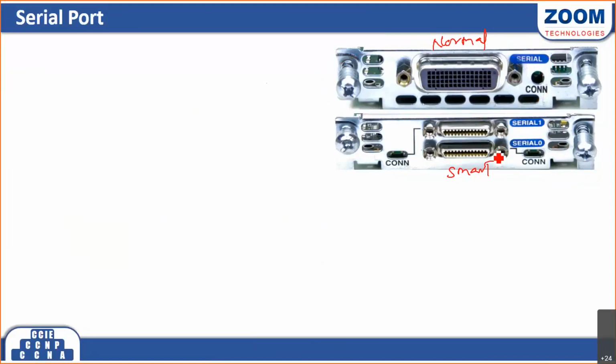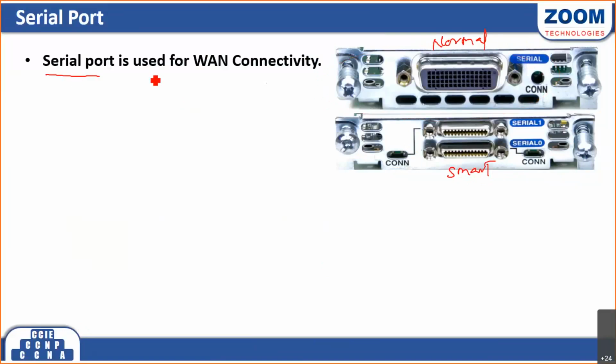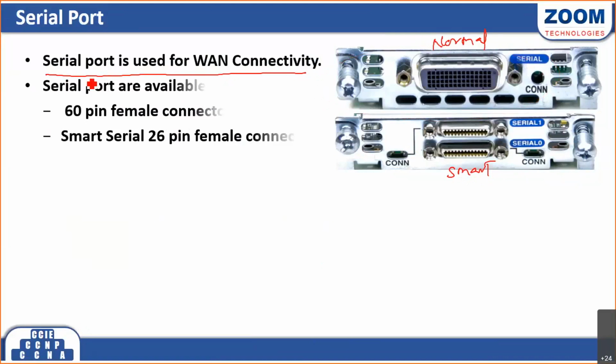Now, what is the difference here? Serial port is used for WAN connectivity. Serial ports are available as 60-pin female connectors and smart serial 26-pin female connectors. See, the difference is here. This is one slot. In slot 1, how many ports are there? Normal serial is only one port. Pins are 60 pins, but port is only one port. It means you can connect to only one branch.